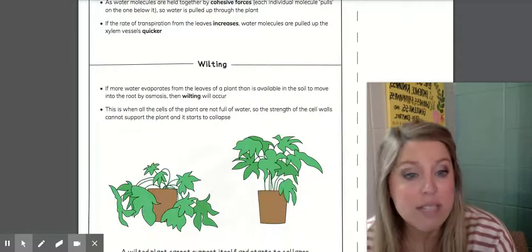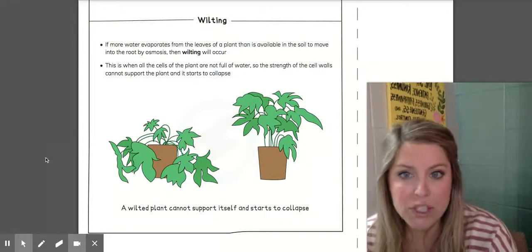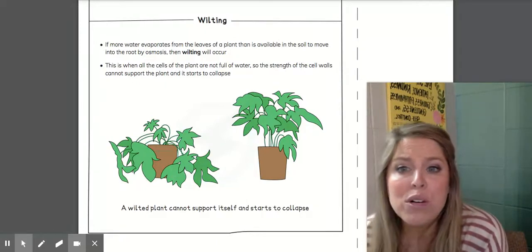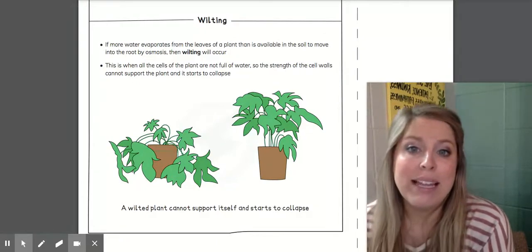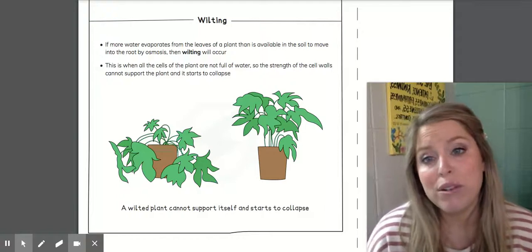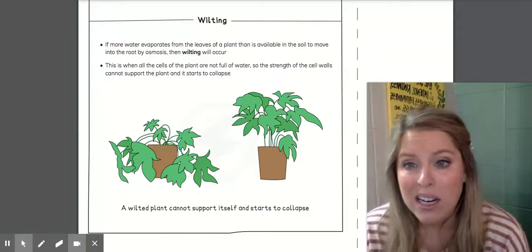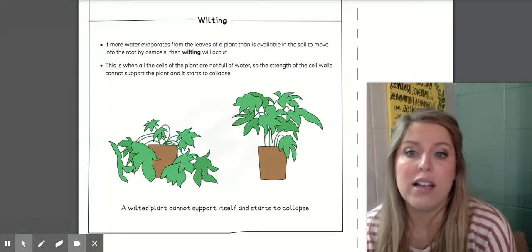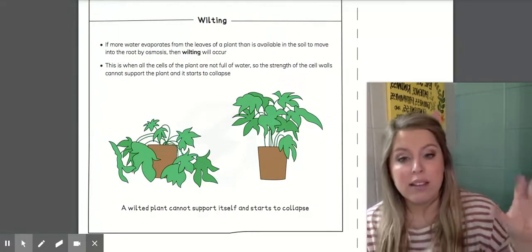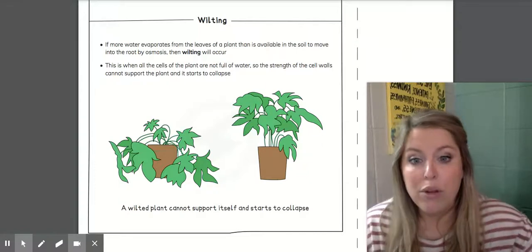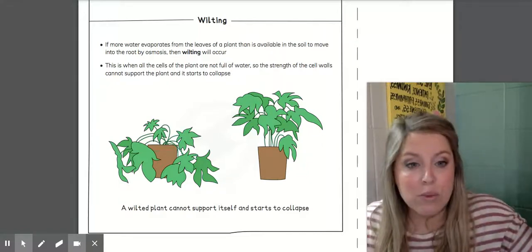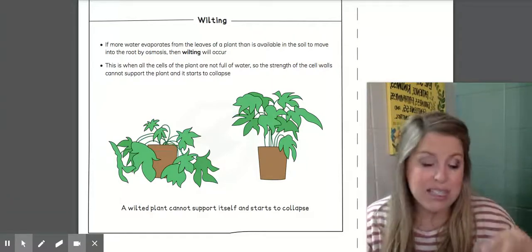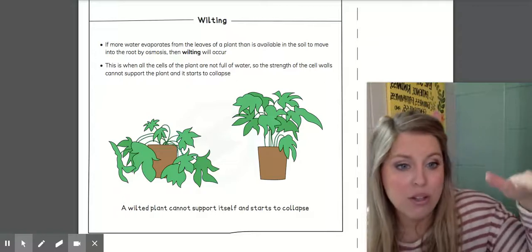Okay, wilting is something we do cover in this unit, so you might want to pause it right here and just read everything. So if more water evaporates from the leaves of a plant than is available in the soil to move into the root by osmosis, then wilting will occur. And this is when all the cells of the plant are not full of water, so the strength of the cell walls cannot support the plant. So this is when literally there's just not enough water being pulled through. So wilting is when all of the xylem vessels, the structures inside of a plant, cannot uphold the plant, so they're going to wilt.